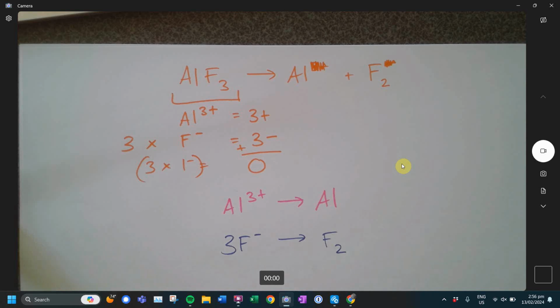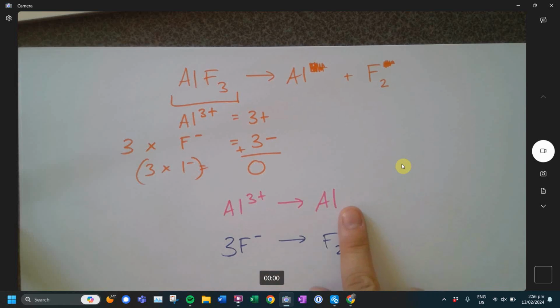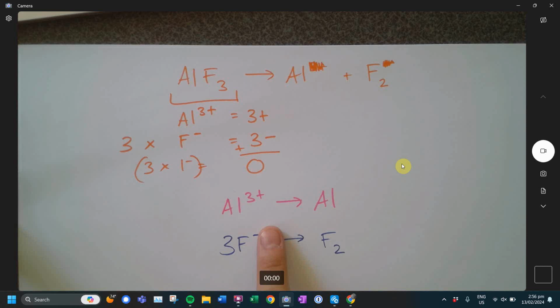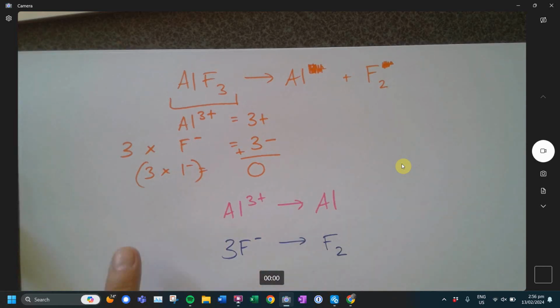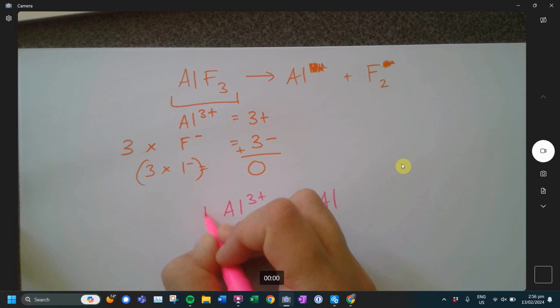All right, so when I'm looking at this, you see how it's a positive 3, and that is now 0. So if I'm decreasing my charge and I'm decreasing my oxidation number, I'm going to be gaining electrons, right? When we're showing gaining, we show them before the arrow on the reactant side because they're being added to the aluminum.